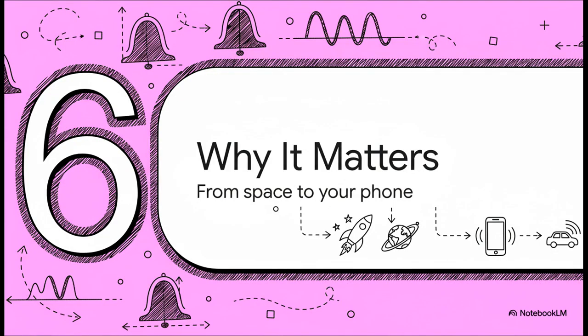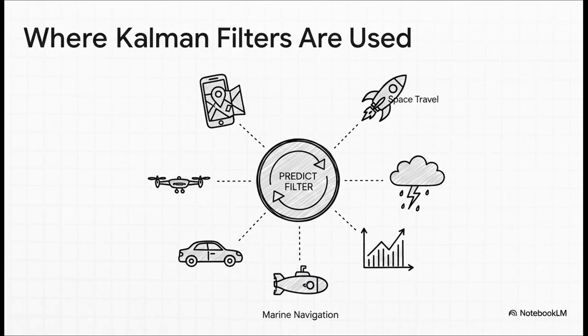So why does any of this matter? Why did we just wade through all this stuff about bell curves and nonlinear systems? Well, because this idea, this predict and update logic, is one of the most important, most widely used concepts in all of modern technology. Seriously. I mean, this is not some obscure academic idea. This thing was literally developed to help navigate the Apollo missions to the moon.